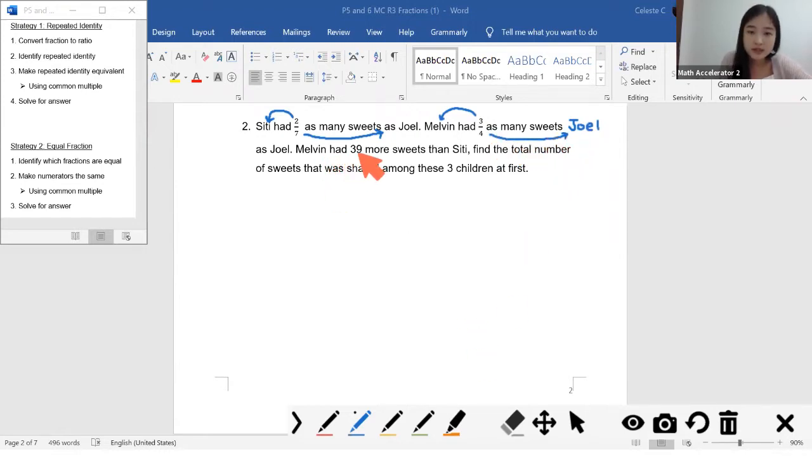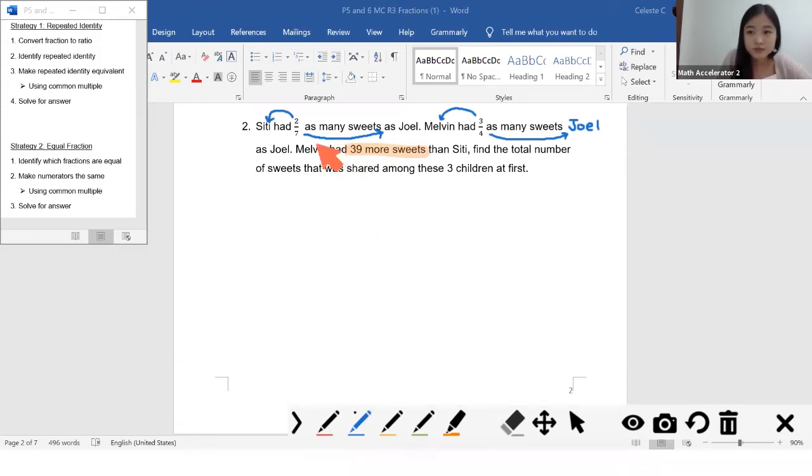Melvin had 39 more sweets than Siti. This is our keyword, so highlight it and underline it if you haven't done so. Find the total number of sweets that were shared among the 3 children at first.